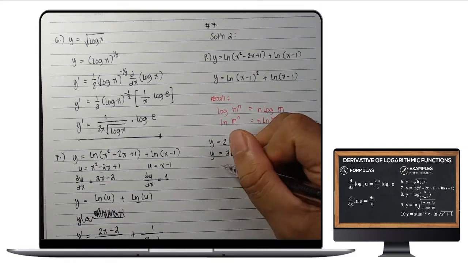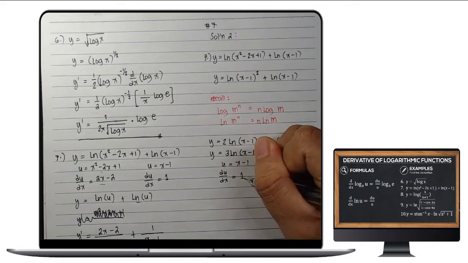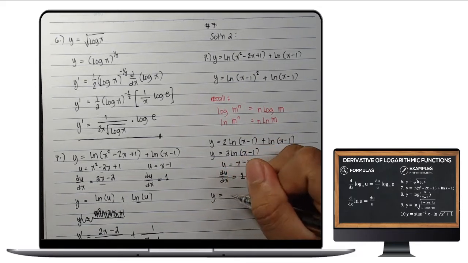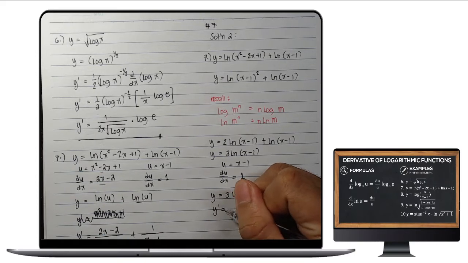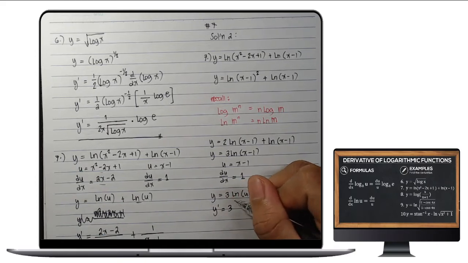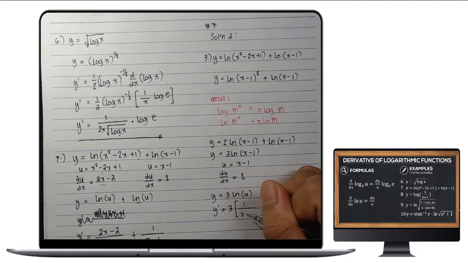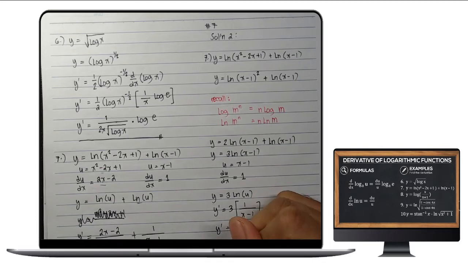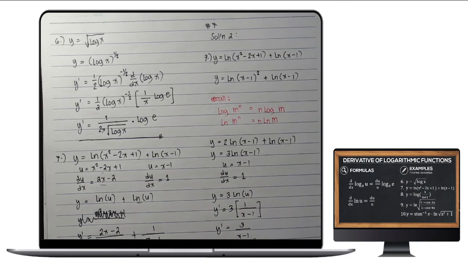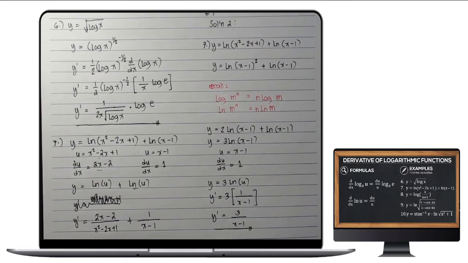Okay? Then, when we let u is equal to x minus 1, the derivative of u with respect to x is simply 1. So, when we get y, that is equal to 3 ln of u. And when we get the derivative of this equation, we have y prime is equal to 3 multiplied by the derivative of ln of u, which is du over u. So that is 1 all over u, which is x minus 1. Or y prime is equal to 3 all over x minus 1. You can have it that way. Okay? So, you can use those properties.